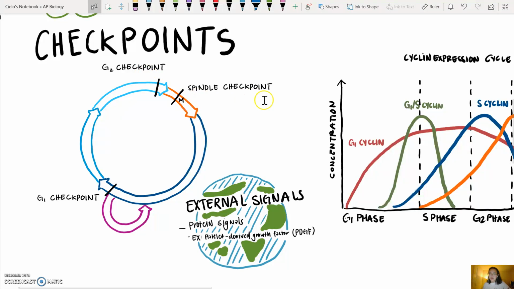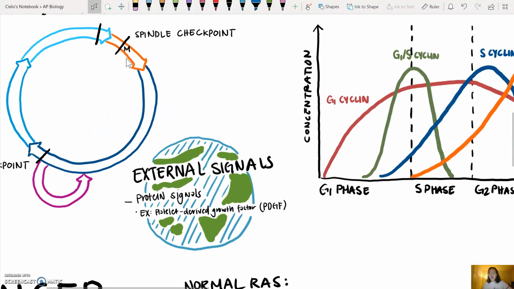The spindle checkpoint, or the mitosis checkpoint, or the M phase checkpoint, checks to see that the spindle fibers are securely attached to the sister chromatids. And this cycle will not continue until the chromosomes have attachments from two spindle fibers at opposite poles of the cell. And there are also internal and external signals that help regulate the process as well.